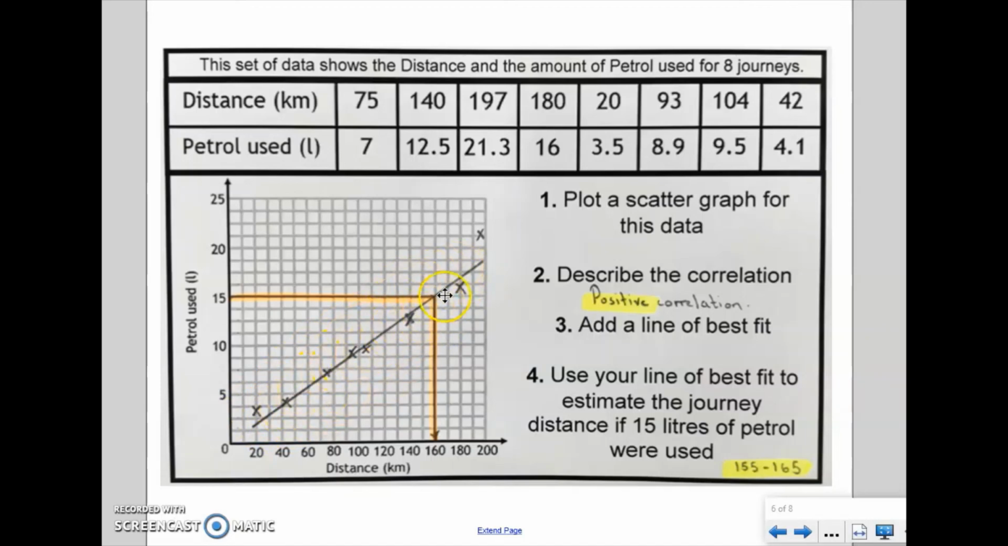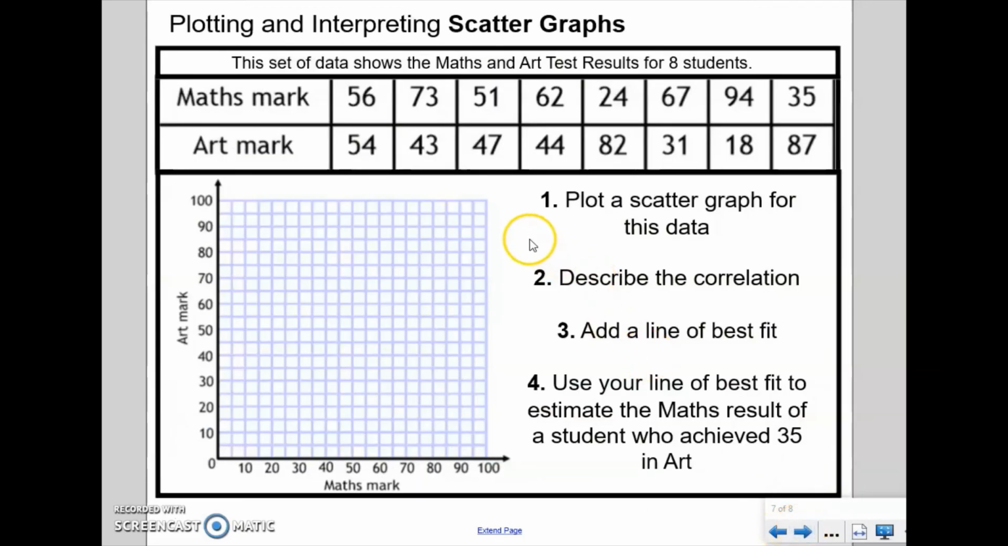I've added my accurate line of best fit, and I've used that to find the answer down on the x-axis here. Somewhere in between 155 and 165 would be appropriate, remembering that you can be a little bit out of that range depending on your line of best fit. Final question. Again, you may want to pause the video.